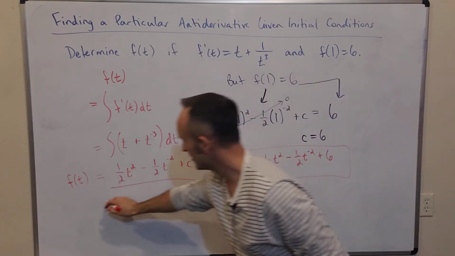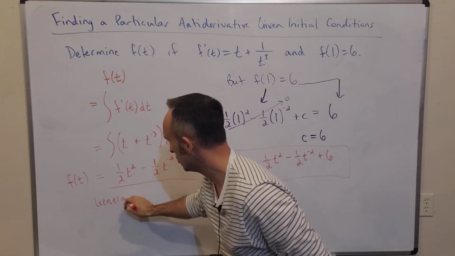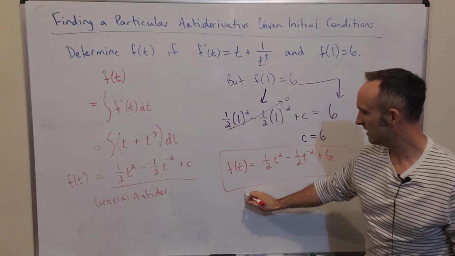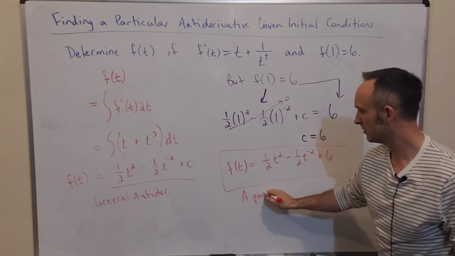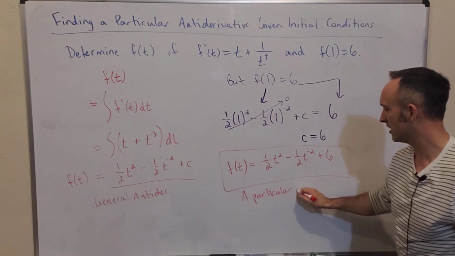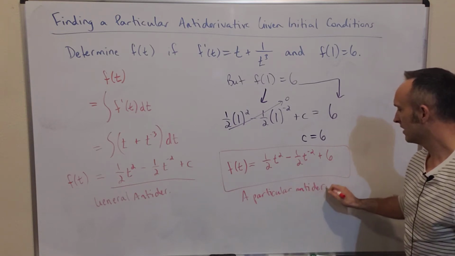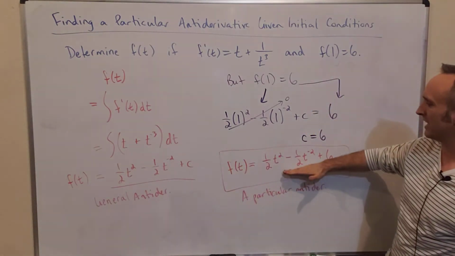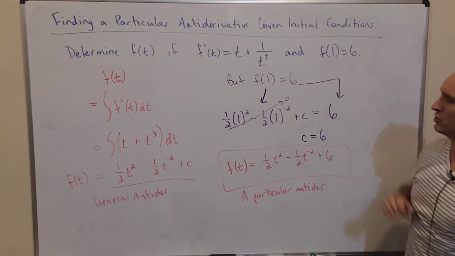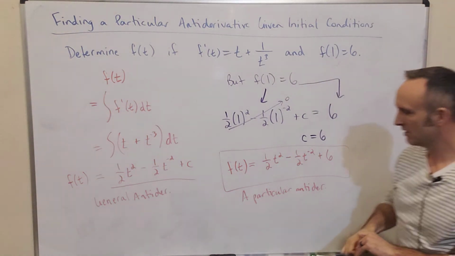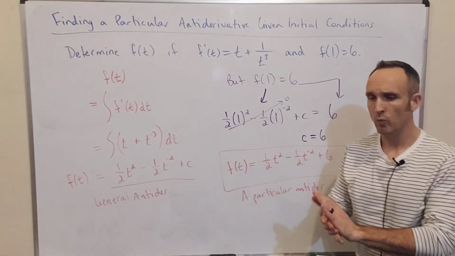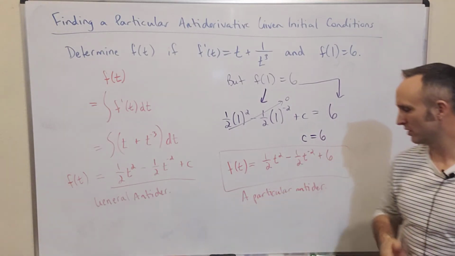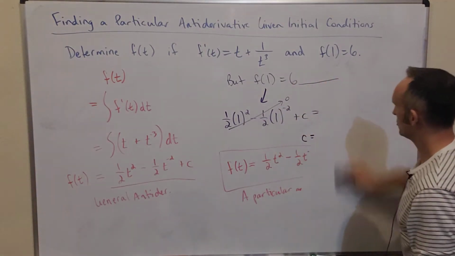So here, this is our most general antiderivative. And then here is a particular antiderivative. This particular antiderivative is a member of this family, but this is the only antiderivative that satisfies this initial condition. This can be useful in applications where you want to know what antiderivative applies at a particular moment in time, for example. Okay? Let's do another example here.